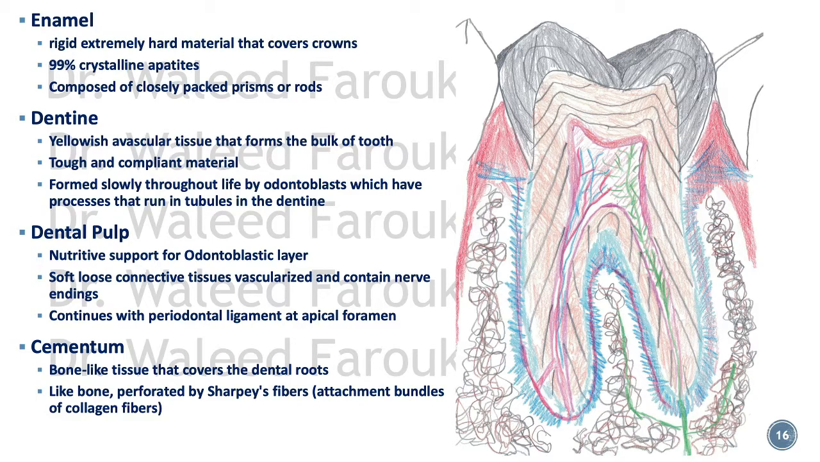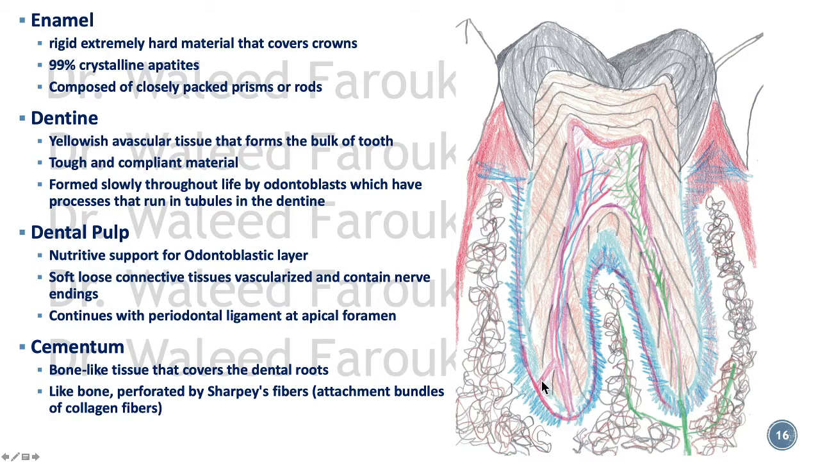The dental pulp is an area of soft connective tissue that carries the nerve supply and the blood supply of the tooth and nutrition for the odontoblasts present in the margins of the pulp. And remember that the pulp connects through the pulp canal to the periodontal membrane.